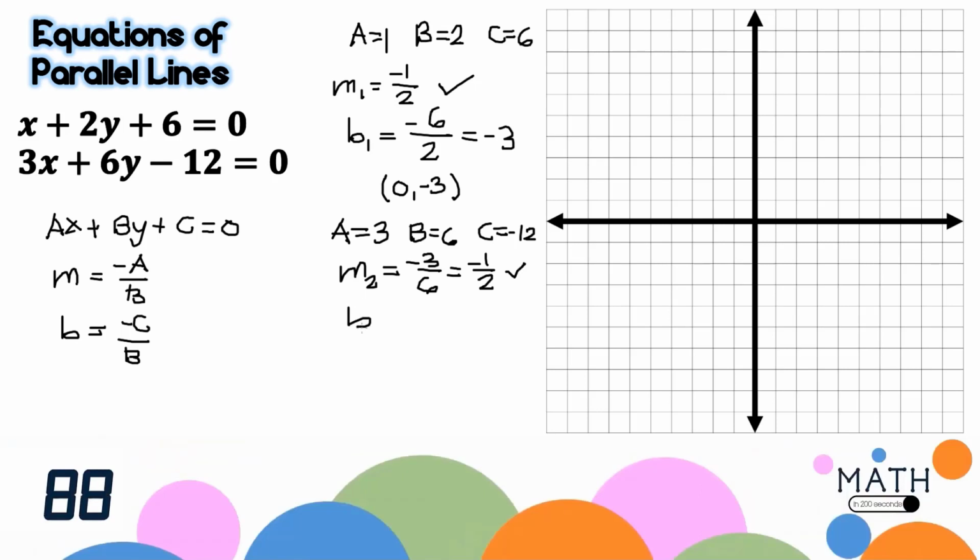Next, for our y-intercept, this is the negative of negative 12, that becomes positive 12 over 6. Our intercept here is positive 2, or given as a point on the y-axis (0, 2). We have different y-intercepts now. This means that these two lines are parallel.